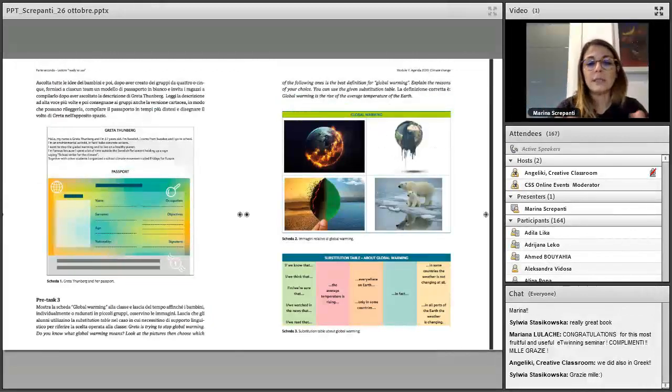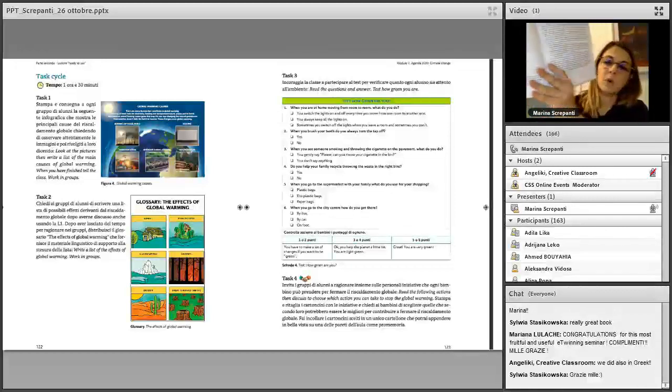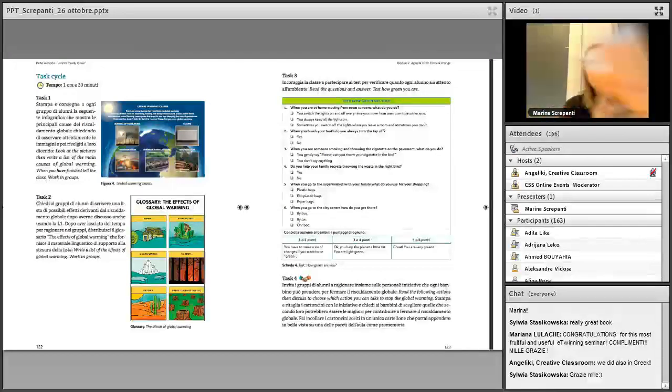And then all these things that you see here, for example, the passport, the images, the scaffolding, the flashcards, everything is in this book, because you can scan. Let me show you. You can scan the QR code. And when you scan the QR code, you have all the materials. You can print it and use it. Then there is also a test. How green are you?